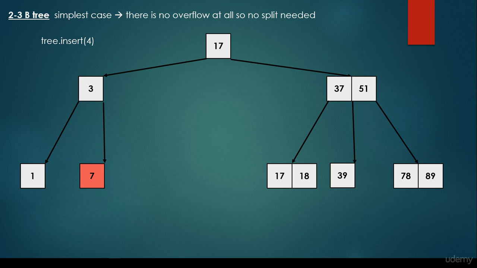And here we come to the conclusion that 4 is smaller than 7, so we insert it to the left of the 7. Basically this is a second order B tree, so it is absolutely fine to store 2 items or 2 keys in the same node. In this case, this is a single node containing the 4 and the 7.